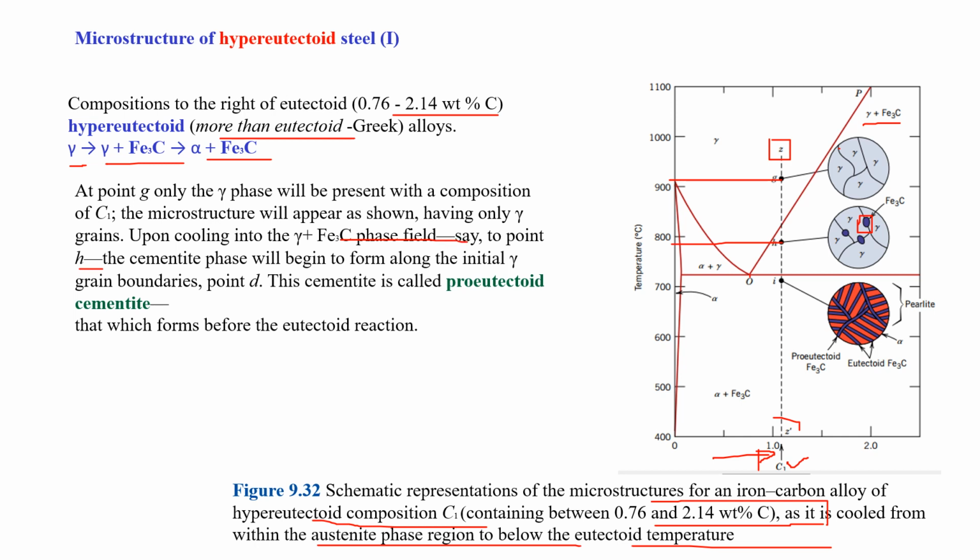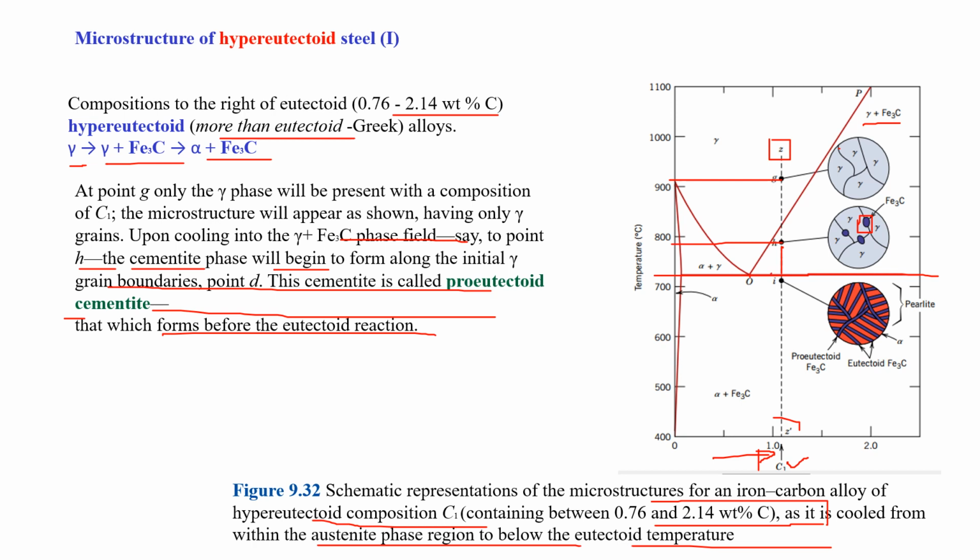Upon cooling into the gamma plus iron carbide phase region, to point H, the cementite phase will begin to form along the initial gamma grain boundaries. This cementite is called proeutectoid cementite, which forms before the eutectoid reaction. This will not change until we cross the eutectoid temperature line.